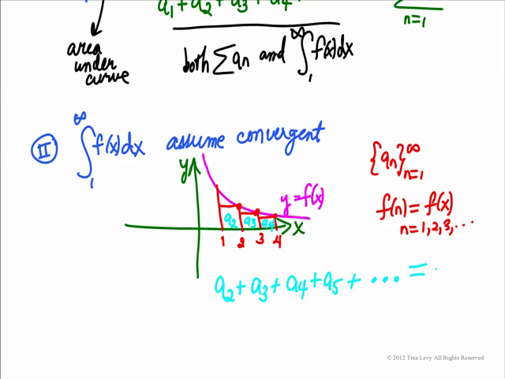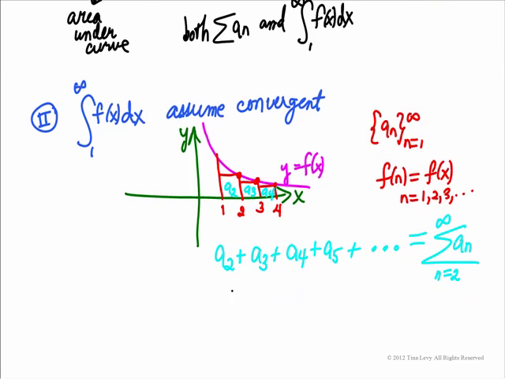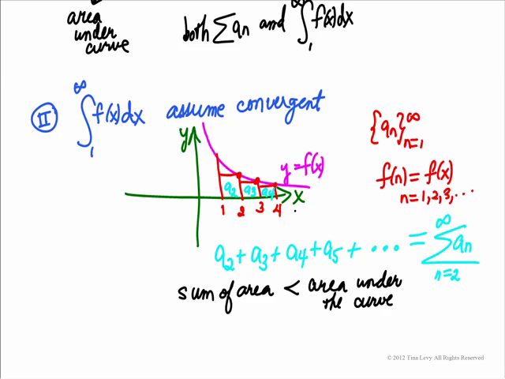And that can be written as the series as n goes not from 1 but from 2 to infinity of a sub n. Looking at this, we know that the sum of the areas is less than the area under the curve. And of course, it's the unbounded region from 1 to infinity. So we know that's less. Because the area under the curve is finite, since we assume convergence, this sum is finite.